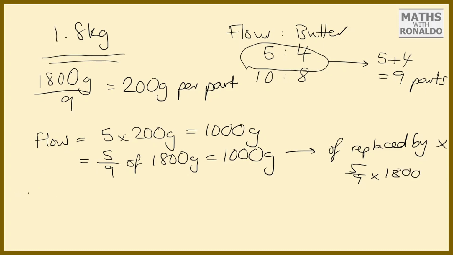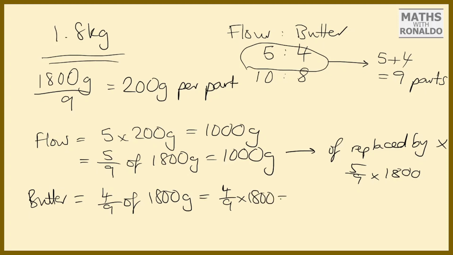For the butter, we could look at it similarly. We have 4 over 9 of 1,800 grams, which is equal to 4 over 9 times 1,800, which is 800 grams. So we can tell now that the 1.8 kilogram cake, this fantasy cake, is made out of 1,000 grams of flour and 800 grams of butter.